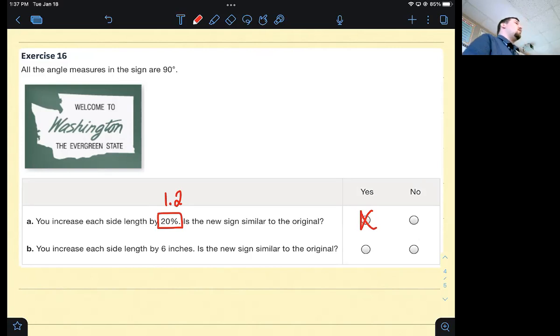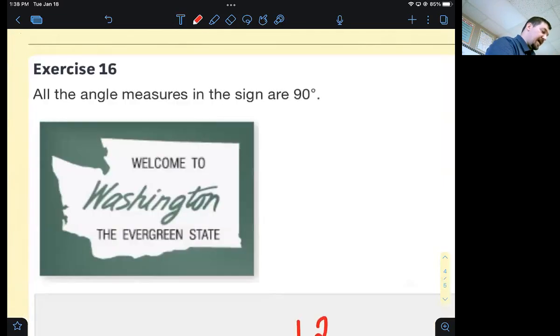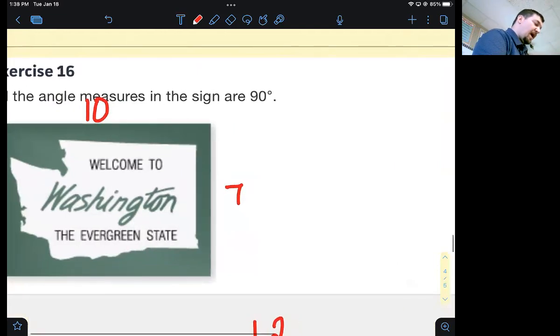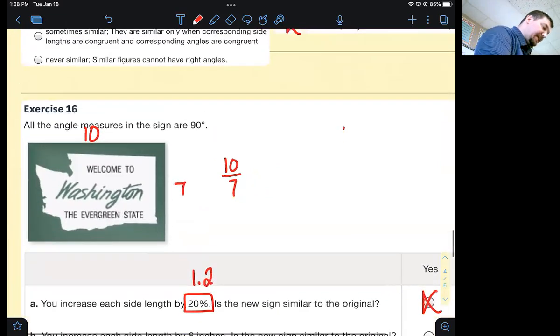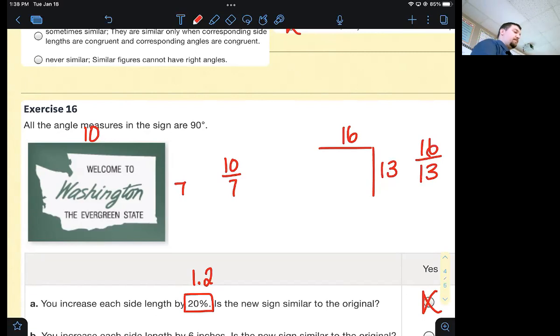That's correct. When you're dealing with proportions, you're never adding or subtracting, right? You're always multiplying or dividing. You're either cross multiplying, dividing, you never add. Here's an example of that. Let's just say, and I don't know if this is accurate, but let's just say this is 10 and this is 7. Who knows? So the ratio right now would be 10 to 7, length to width. If I add 6 to each side, that would make it 16 by 13. And so here's an easy way to check. Is the ratio 16 to 13 the same as 10 to 7?